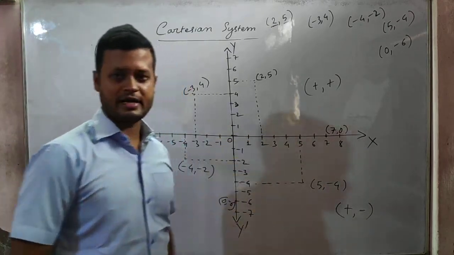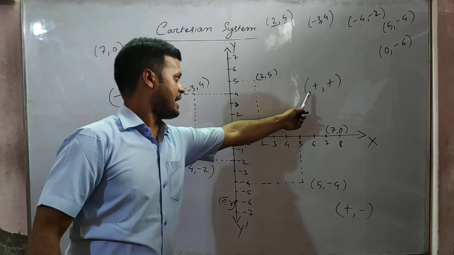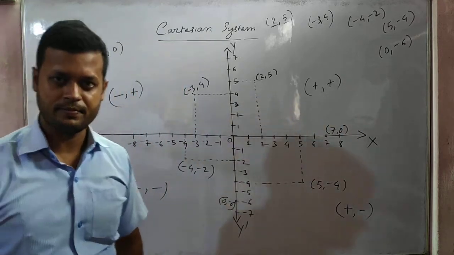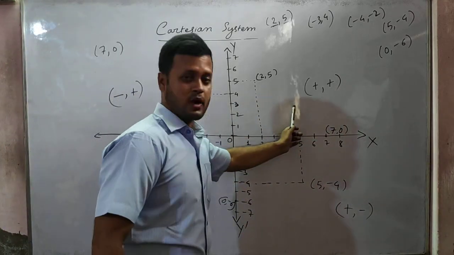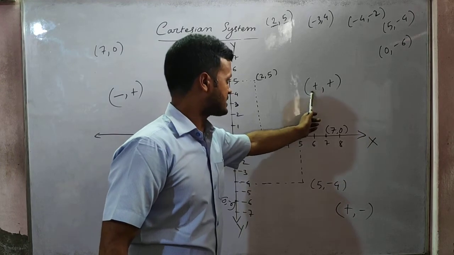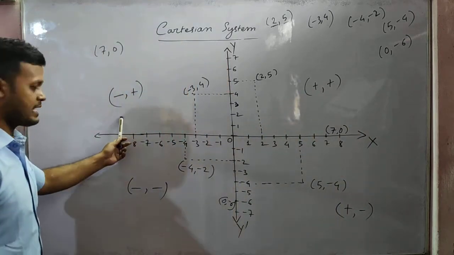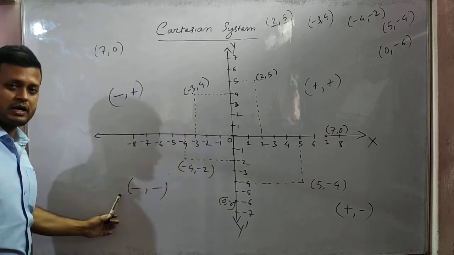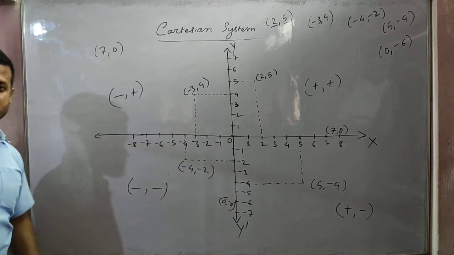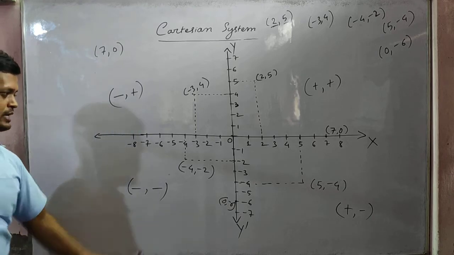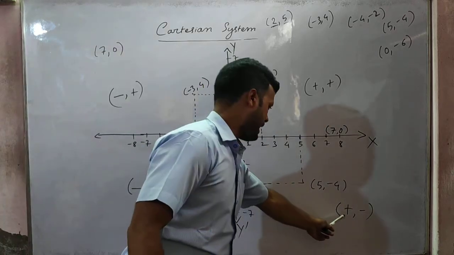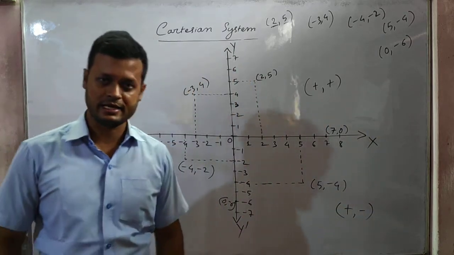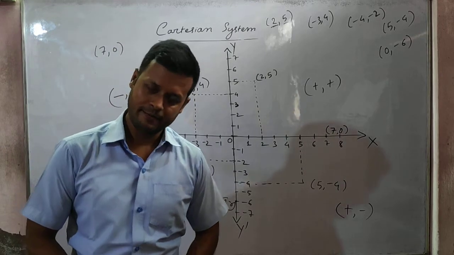In the first quadrant, students, x is positive and y is positive, isn't it? In the second quadrant, x is negative but y is positive. In the third quadrant, x is negative and y is also negative. In the fourth quadrant, x is positive but y is negative. Is it okay?